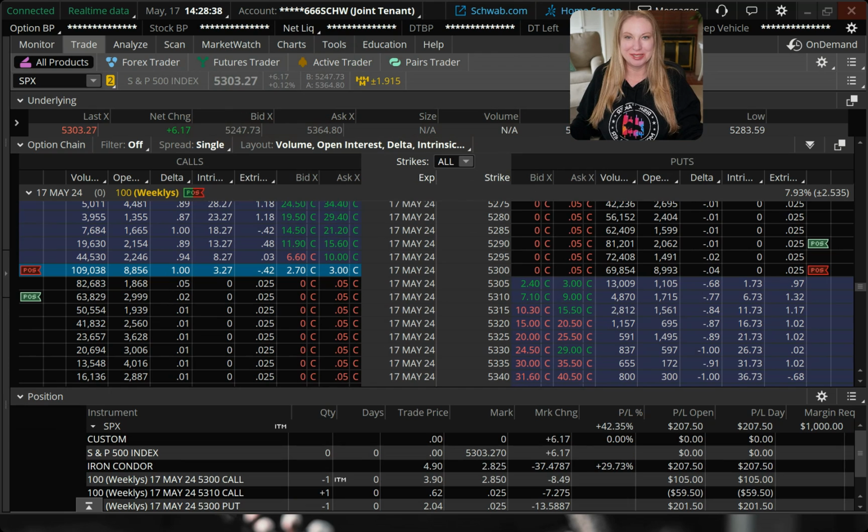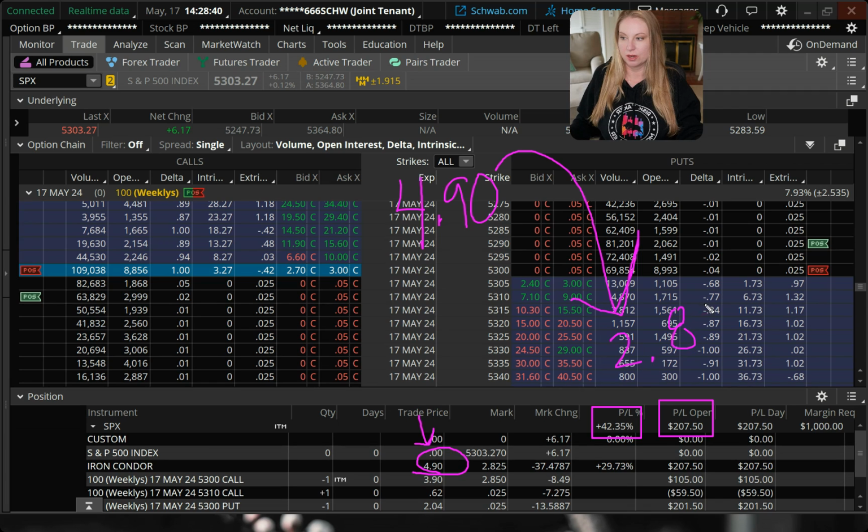All right, so let's look at the results. At the end of the trading day, we ended up with a profit of about $207 on this trade. That was about 42%. Essentially, I ended up getting filled at $4.90, which was a little bit lower than what I was trying to bid, but that's okay. So I sold that $4.90 premium, and then over the course of the hour, that decayed. And then at the end of the session, it was worth $2.82.